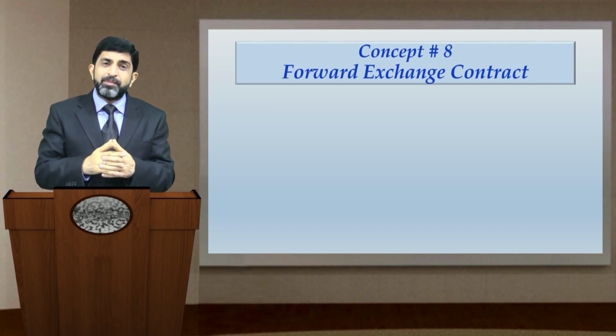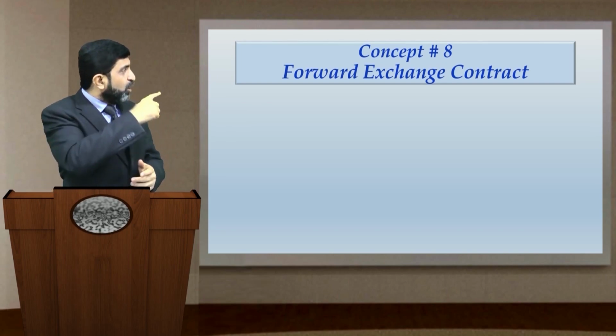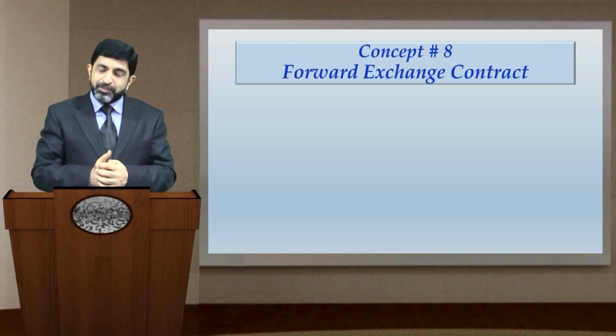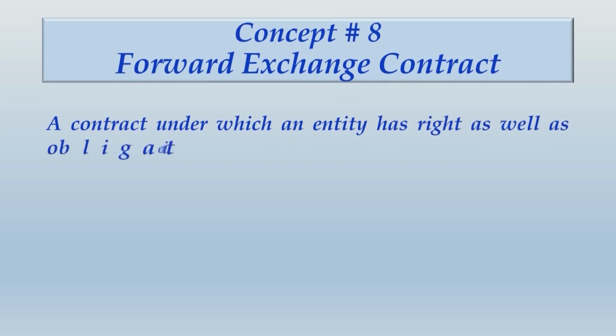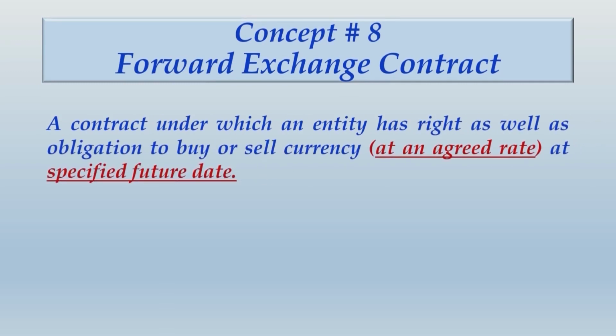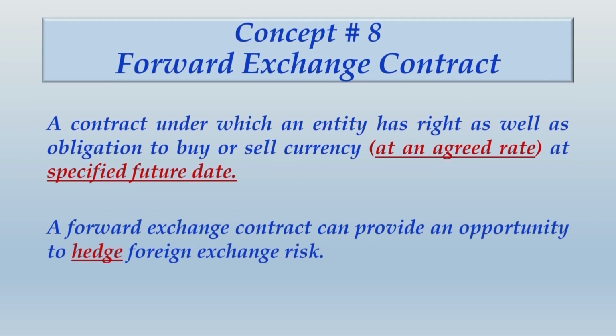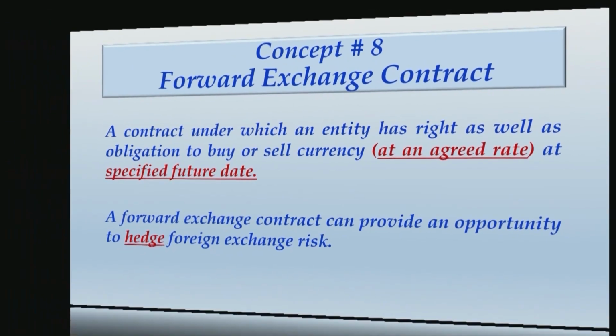So friends, whatever I have just mentioned, let me summarize the same thing on screen with this example, and please pay attention. As we have discussed, a contract under which an entity has the right as well as the obligation to buy or sell currency at an agreed rate at a specified future date will be known as a forward exchange contract. A forward exchange contract can provide an opportunity to hedge foreign exchange risk. Thereafter, we have talked about an example.